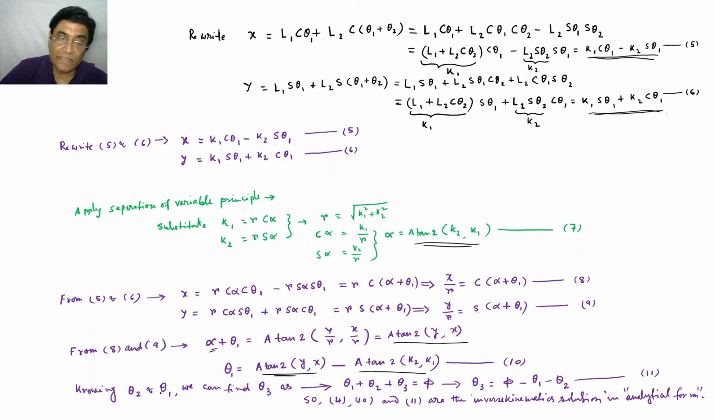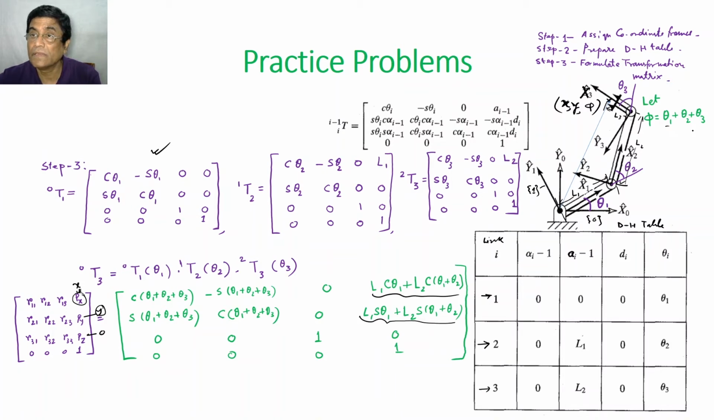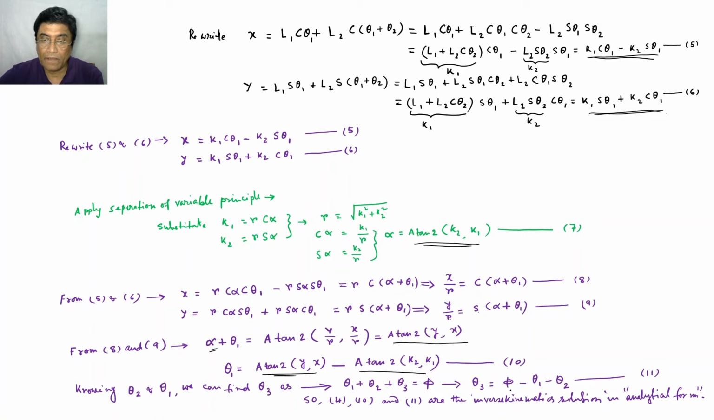So once you know theta 1 and theta 2, you can calculate theta 3. You see, with theta 1 and theta 2 known, the pose phi will be equal to phi minus theta 1 minus theta 2. The moment I give you x, y and phi, theta 3 is known to you. In that way, in analytical form, you can get theta 1, theta 2 and theta 3. This is a very elegant way of solving, and more or less this kind of technique you will use everywhere in solving all robot inverse kinematics problems. So have fun. This is very simple.